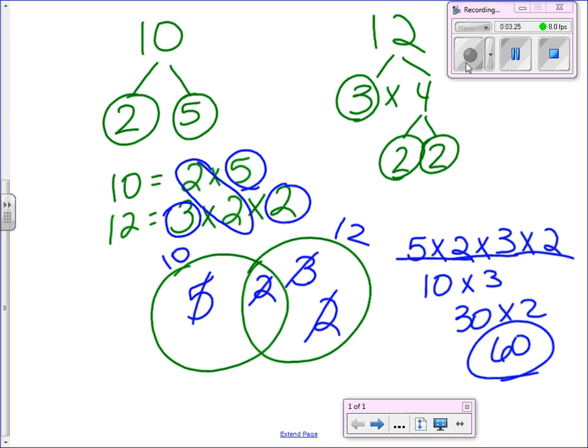So this is just a quick review on how to do prime factorization using a Venn diagram to find your least common multiple, and how to do it using the list method. Either method works, just use whichever one works best for you.